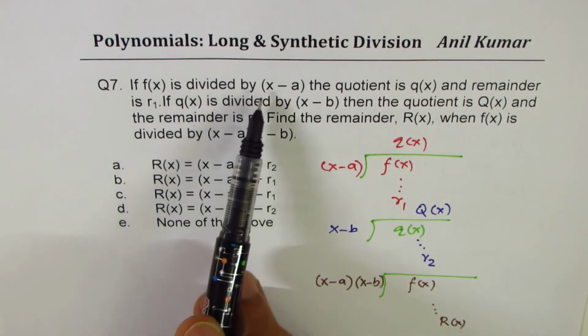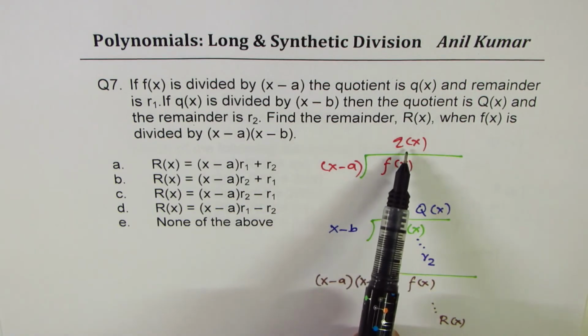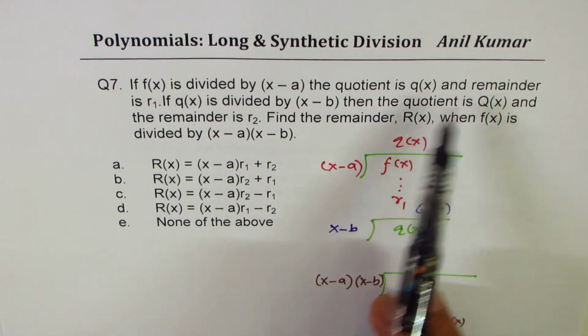If f of x is divided by x minus a, as explained earlier, the quotient is lowercase q of x and the remainder is r1.